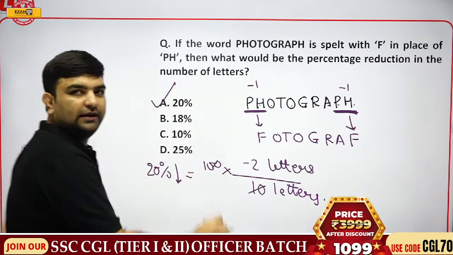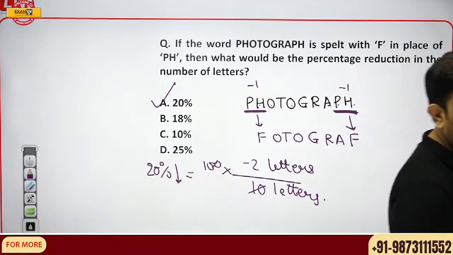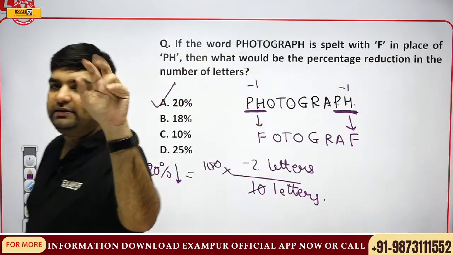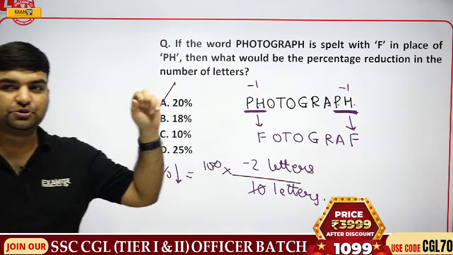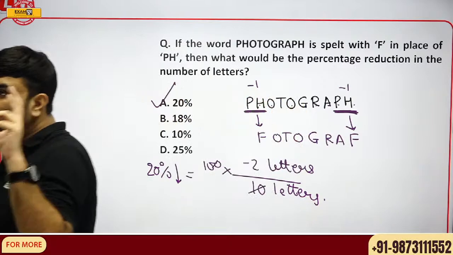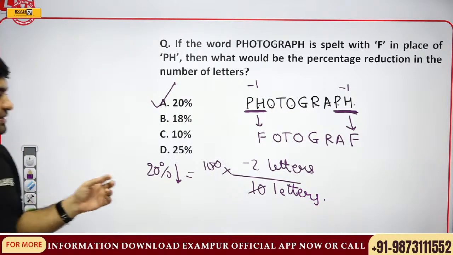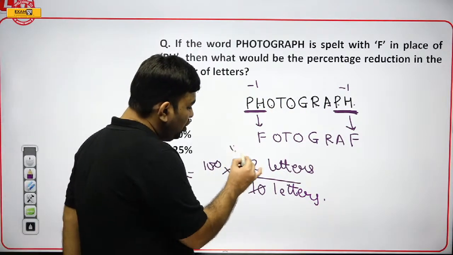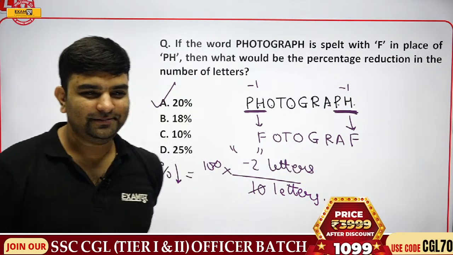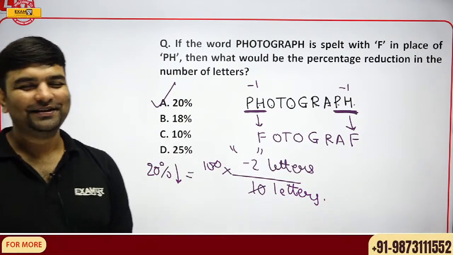Perfect. So a decrement of 2 letters over 10 letters is a decrement of 2 over 10 into 100, that is, a 20% decrement. Well done, Mr. Putin, Shrivani and Vipin. Keep it up.